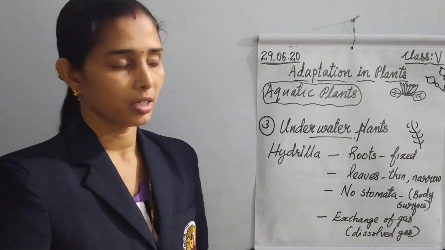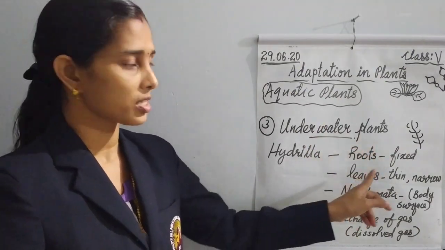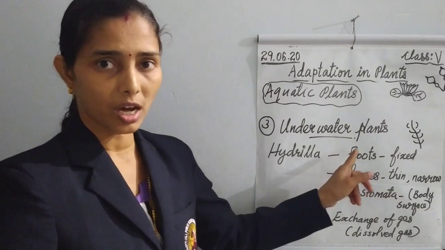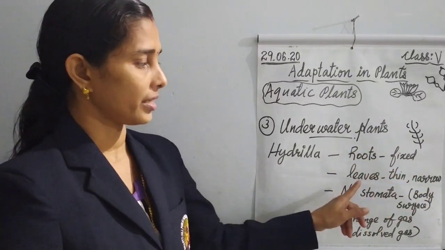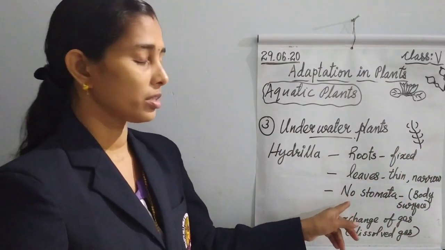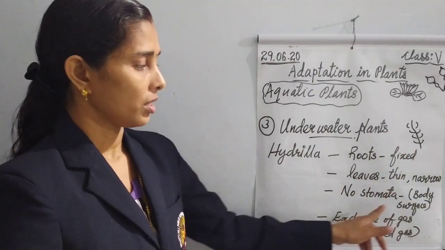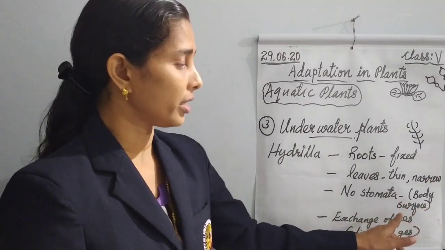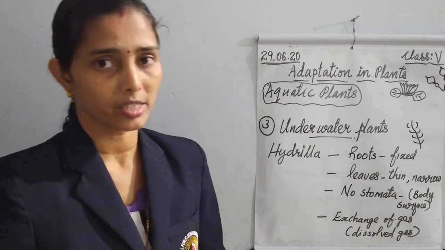It is important. Underwater plants, their roots are fixed. All of you say, roots are fixed. Okay. Then their leaves are thin and narrow. Very thin leaves they have. Then there is no stomata and the body surface is doing the gas exchange. Okay. These are the adaptations of these different kinds of aquatic plants. Understand? Okay. So, all of you read the textbook well.